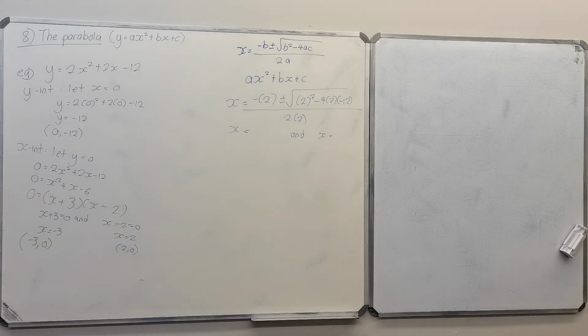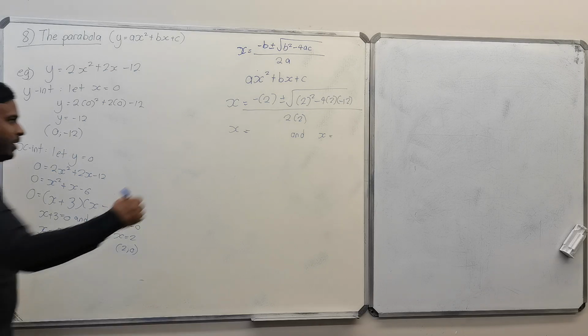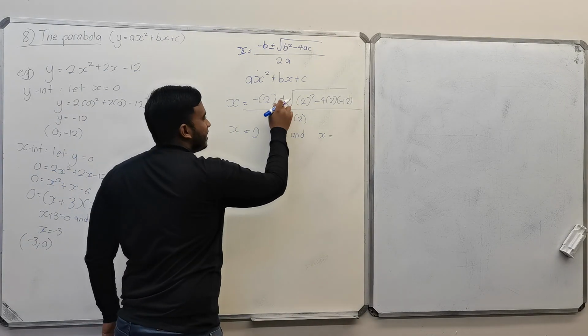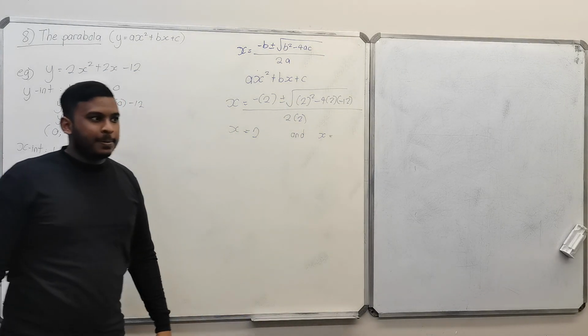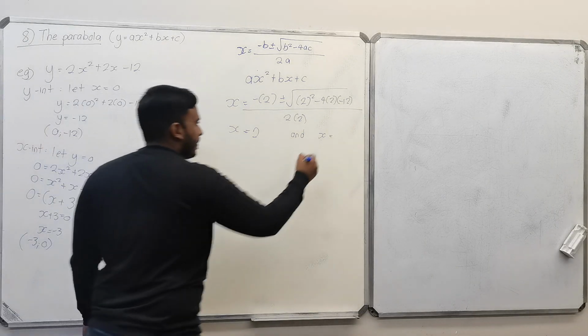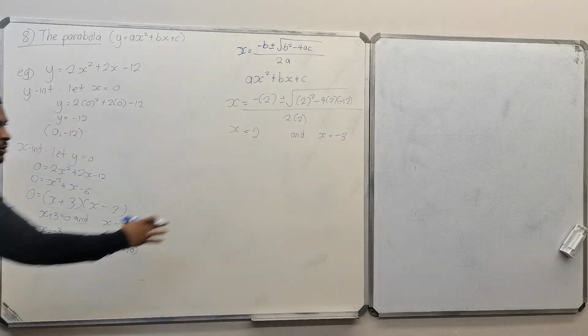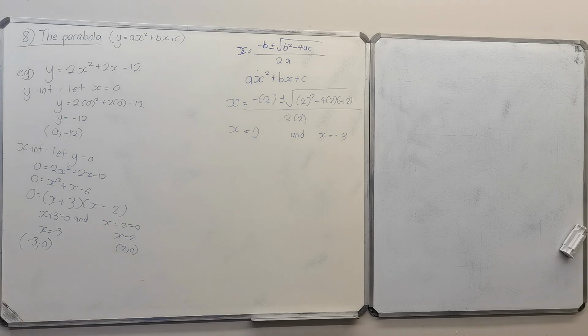Did you do that? What number did you get when you put positive? 2. And now go back, delete this plus sign and put a negative there. Minus 3. See those values?